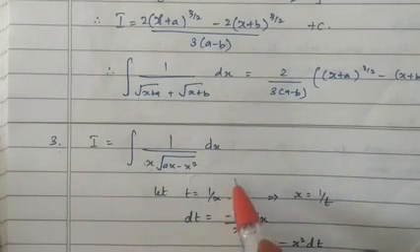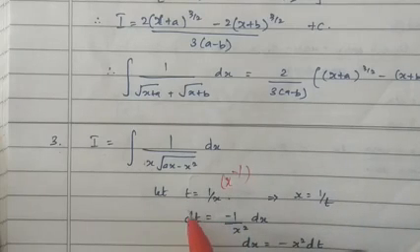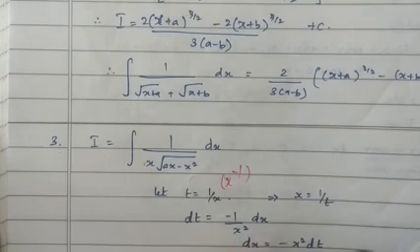Now differentiate this. This 1 by x can be written as x power minus 1. Therefore, when you differentiate x power minus 1, you will get dt equal to minus 1 x power minus 2 into dx. That can be written as minus 1 by x squared into dx.